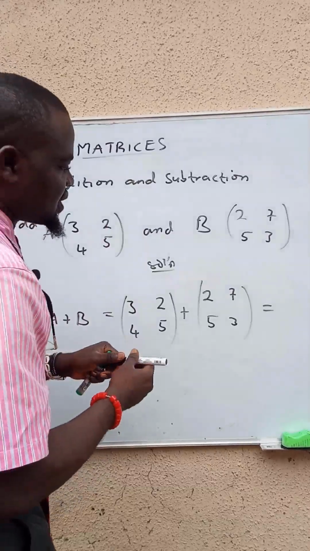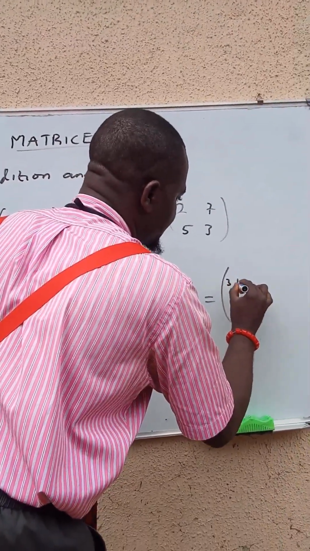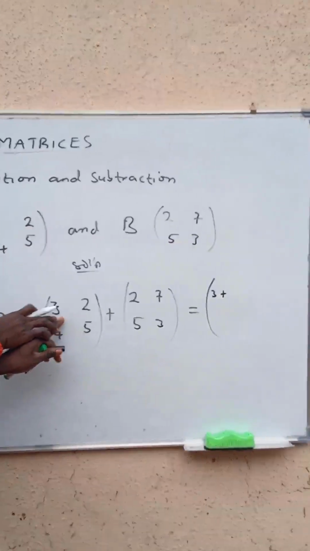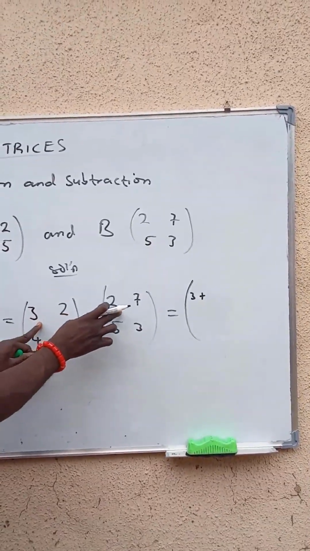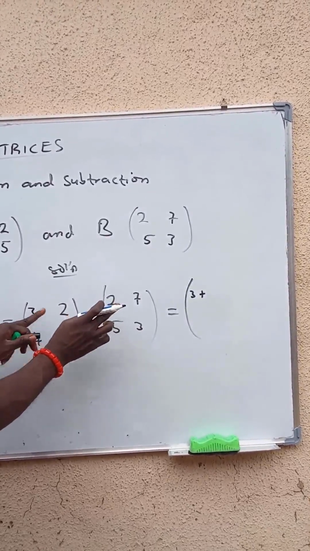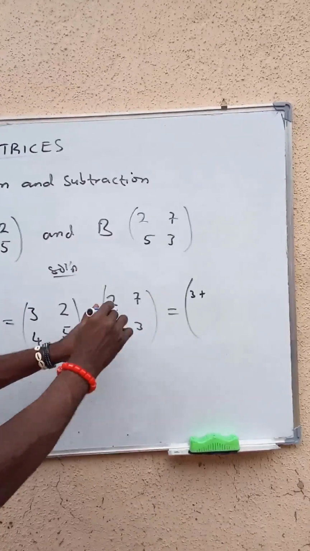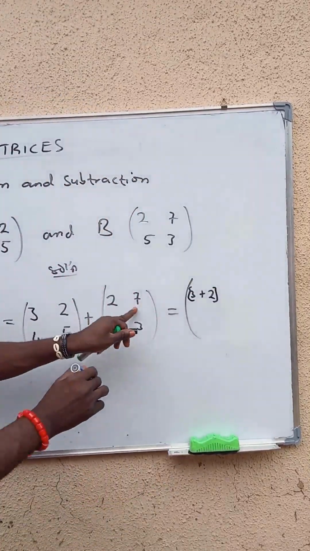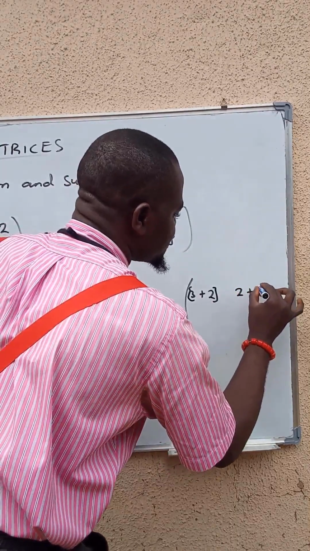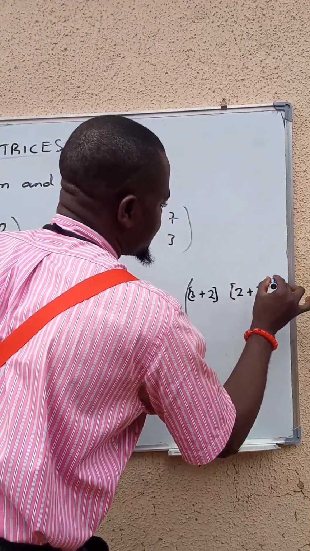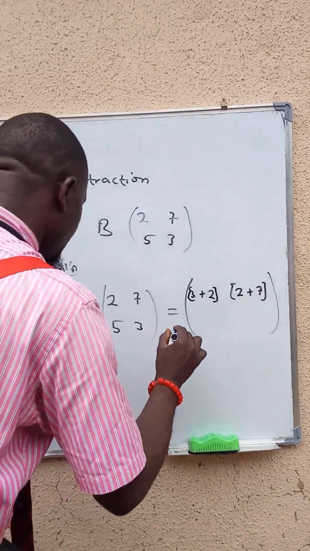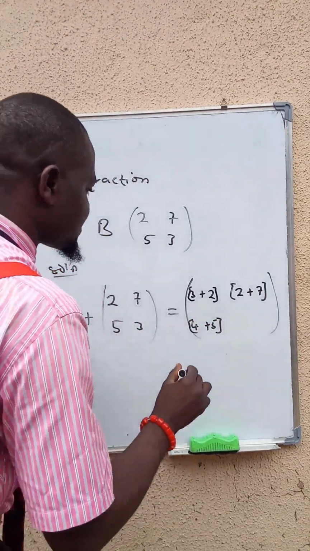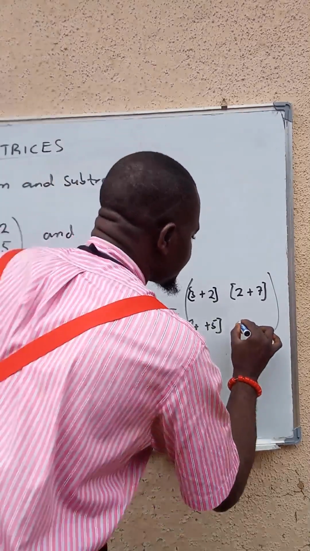So I now say 3. This I will add. 3 plus this 3. The first element in the first row of the first matrix will add to the first element in the first row and first column of the second matrix. 3 plus 2, right? Then 2 plus 7. You shift, right? 2 plus 7. The same thing down. 4 plus 5 and 5 plus 3.